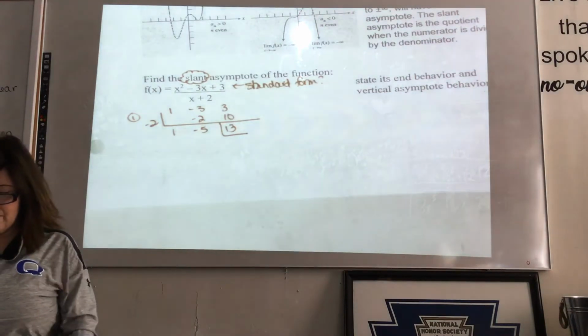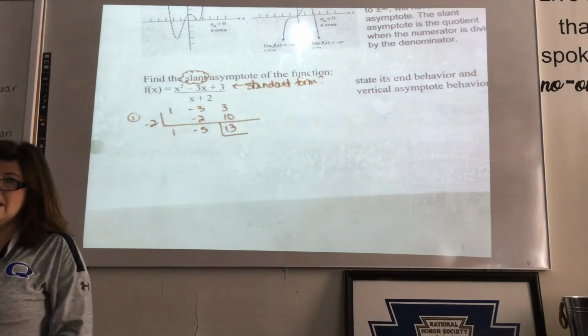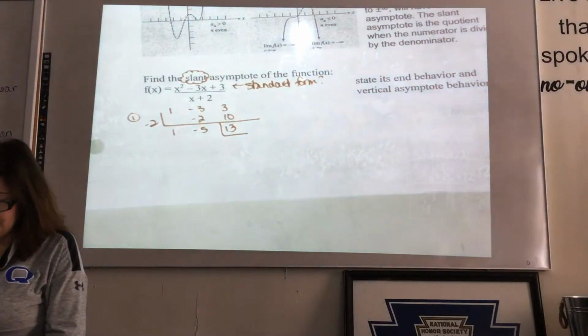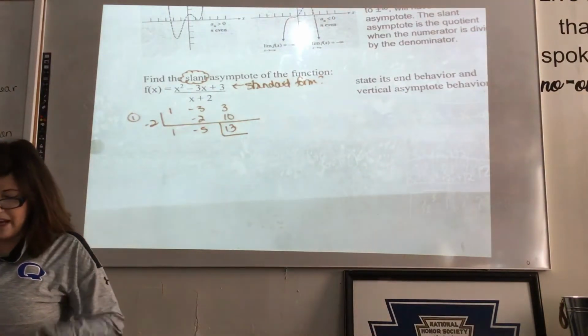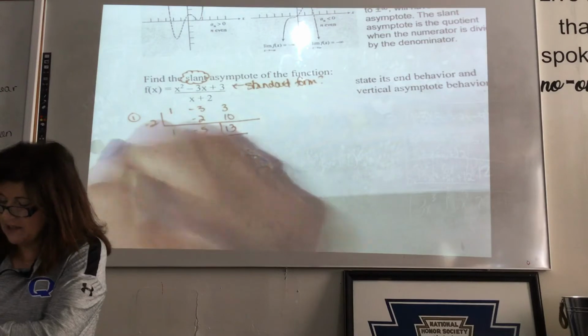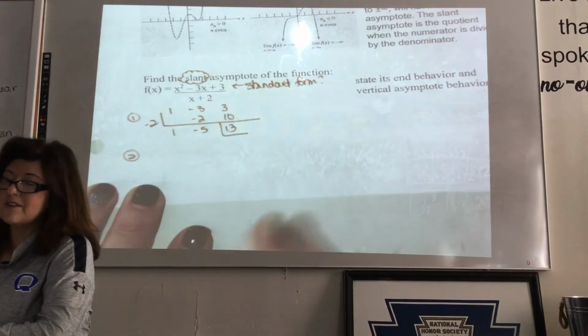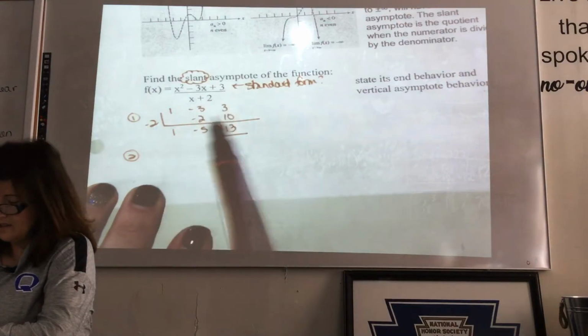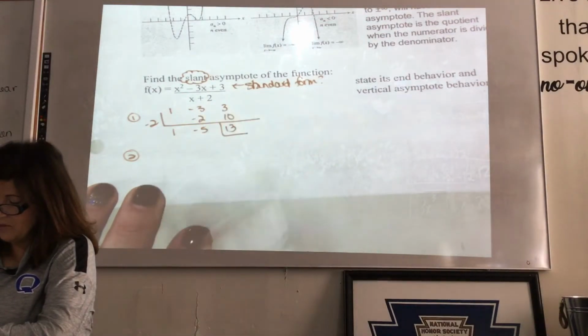Box out my remainder. So I should have a remainder of 13. Again, do not be afraid of those remainders that we may see. Okay, so now the second step is I'm going to write the equation. Actually, the first step, if I wanted to be correct, make sure it's in standard form. And then synthetic, and then write the equation.